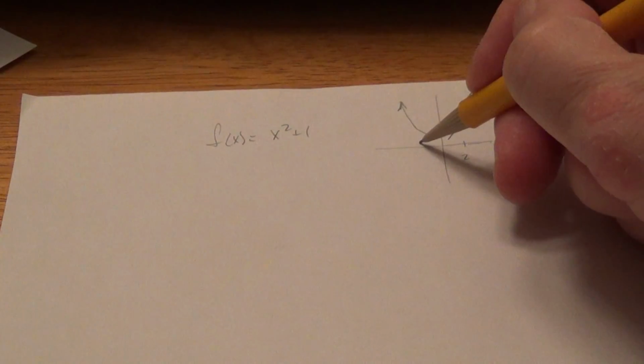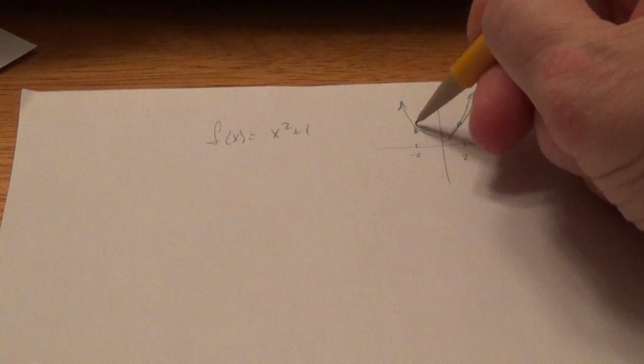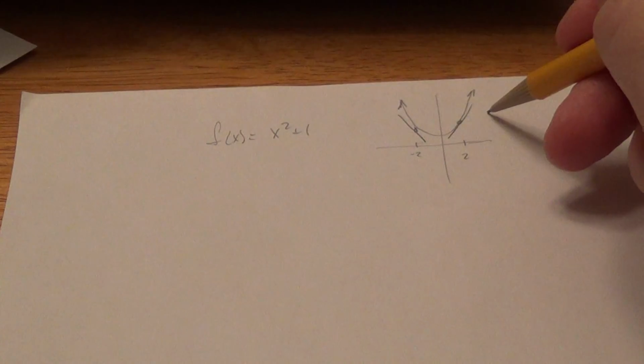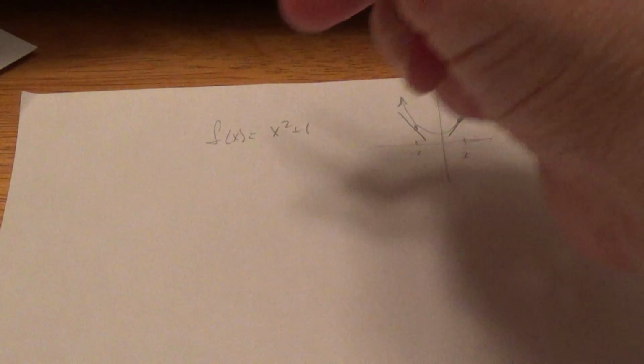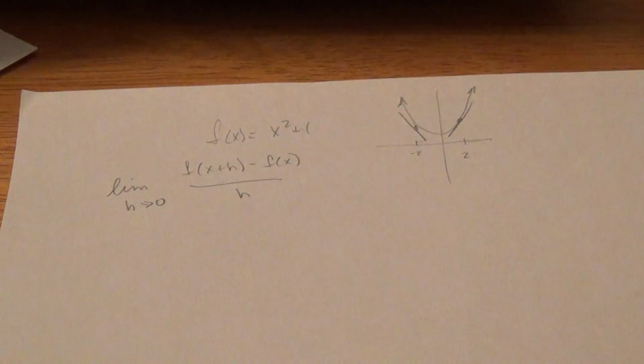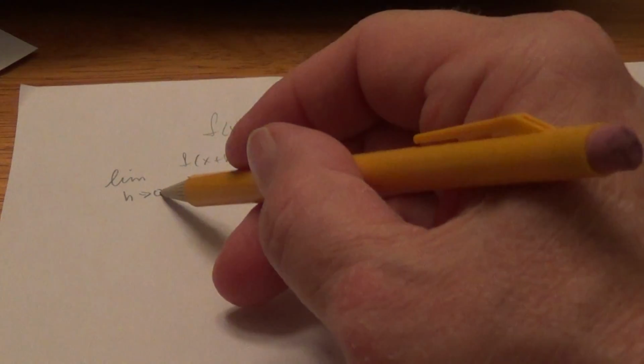And then maybe we'll look at it at x equals minus 2. We would expect a similar answer with a different sign. But right now we'll just come up with the rule for any point on this parabola. So we're going to do f of x plus h minus f of x divided by h and take the limit as h approaches 0. So that secant becomes a tangent as that h shrinks away.